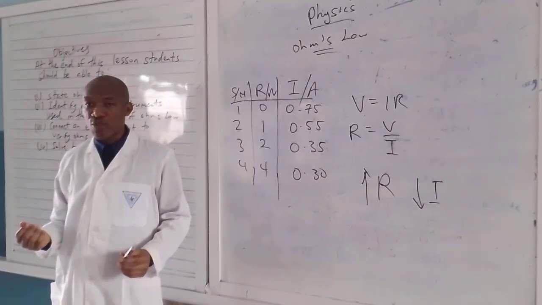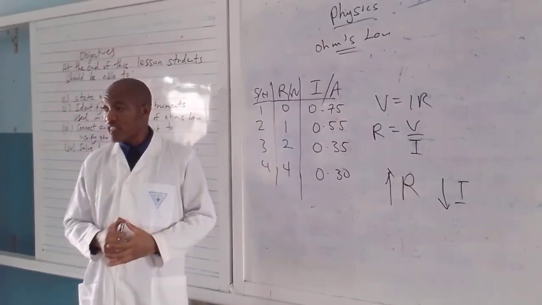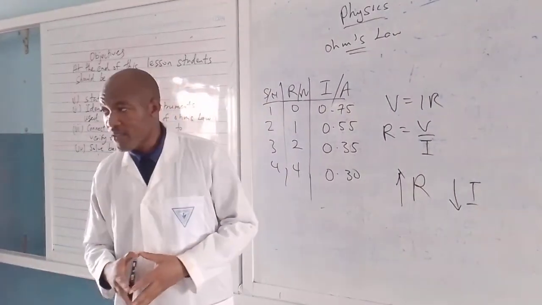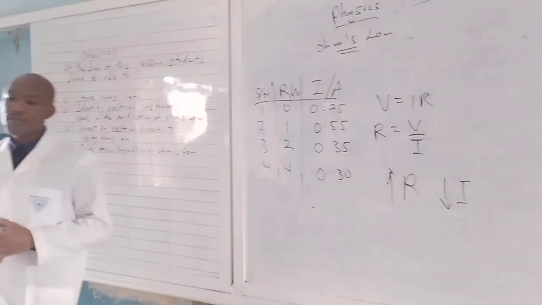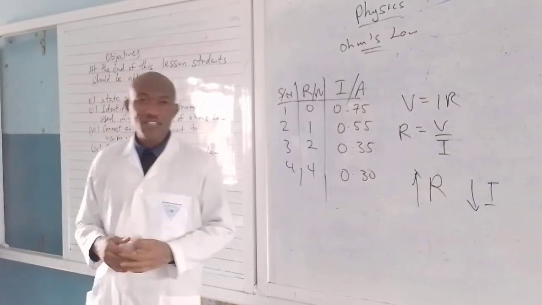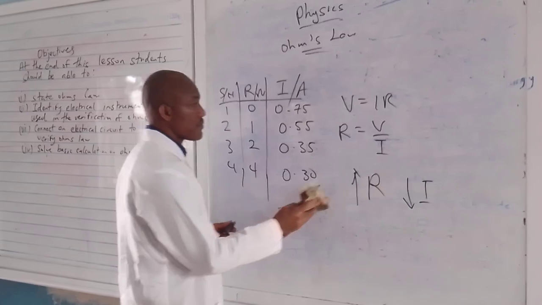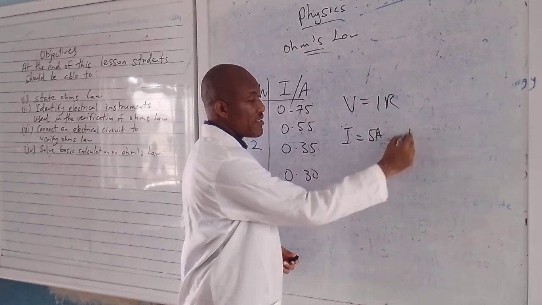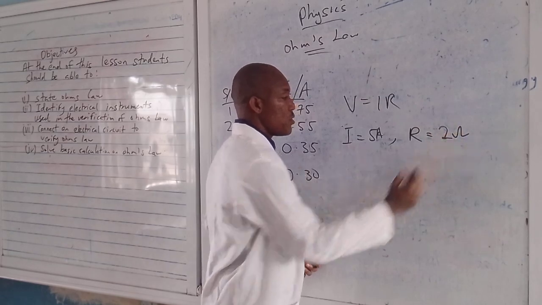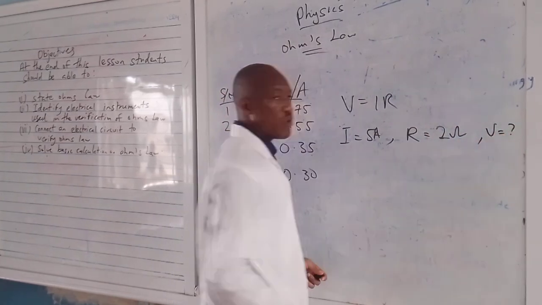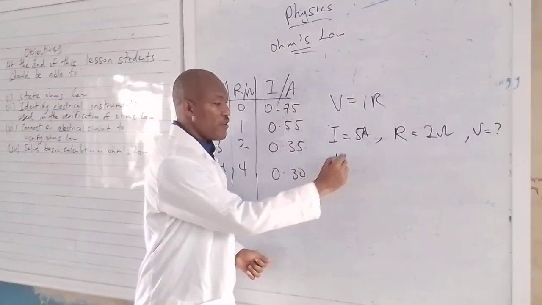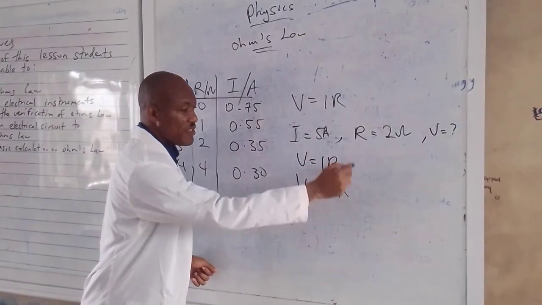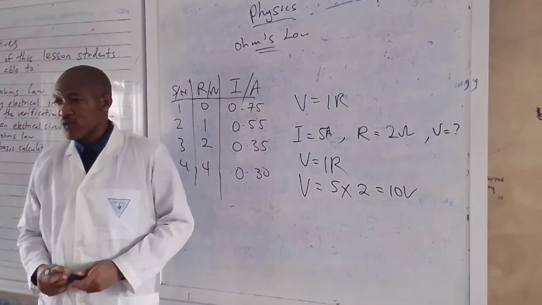So a simple calculation question can look like this. You can take it down. Determine the voltage in a circuit if the current is 5 ampere and the resistance is 2 ohms. Given a question like this, the first thing you write are the parameters given. The current is 5 amperes, the resistance is 2 ohms, and we are looking for the voltage, so I put a question mark. Quoting our formula, V is equal to IR. So V is equal to current, 5, times resistance, 2, which gives 10 volts. It's as simple as that.